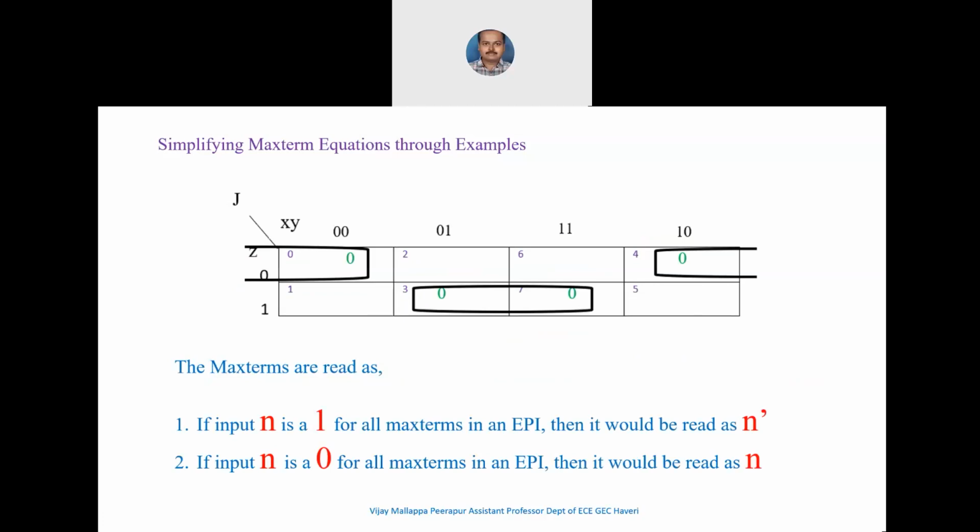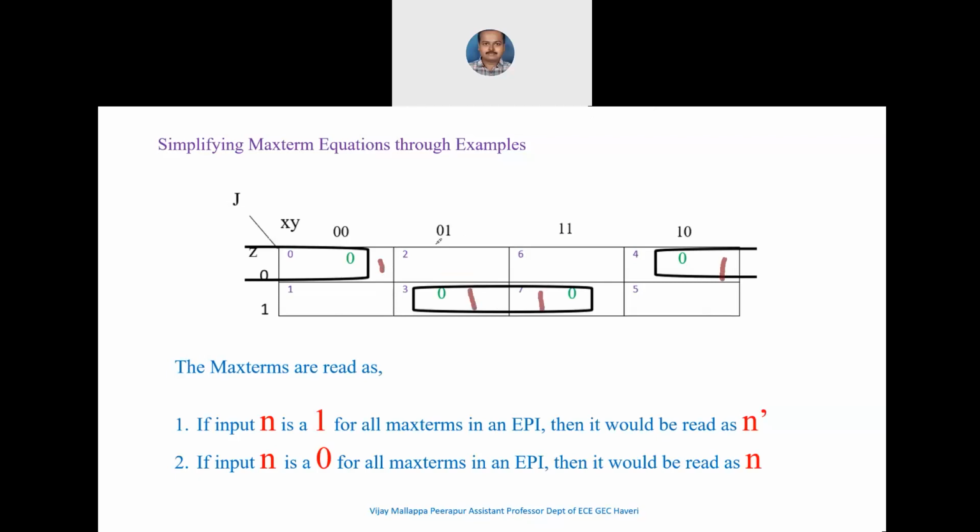Now here I've written two points at the bottom. The max terms are read as if input n is a 1 for all max terms in an EPI. EPI is nothing but essential prime implicant, then it would be read as n bar. In the sense, if you see here, what we have is 0, 0 and 1, 0, right? Normally, if we take an example, consider that it is a min term, where this is 1, this is 1, this is 1 and this is 1.